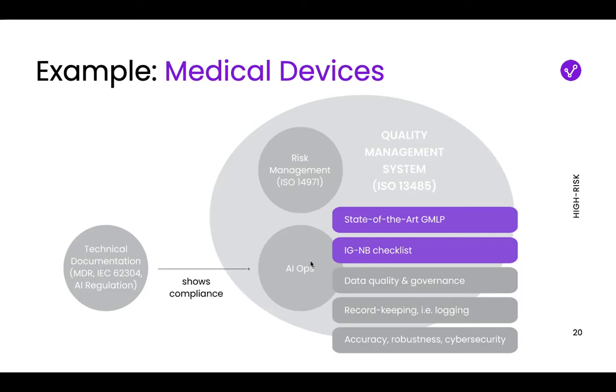But basically, this again is an example of how to combine already existing requirements or already existing regulation with the new requirements from the AI regulation. And similar combinations need to be done for any other already regulated market.